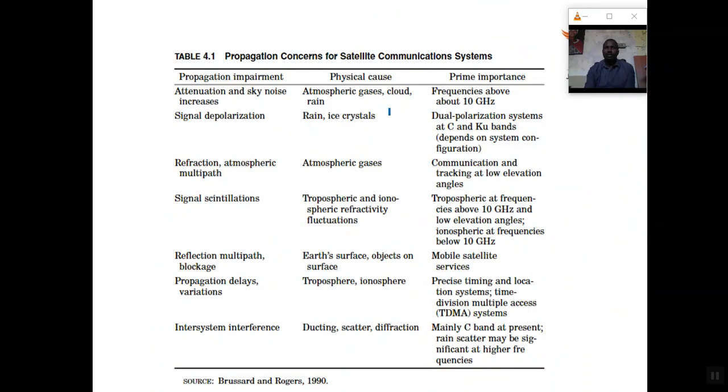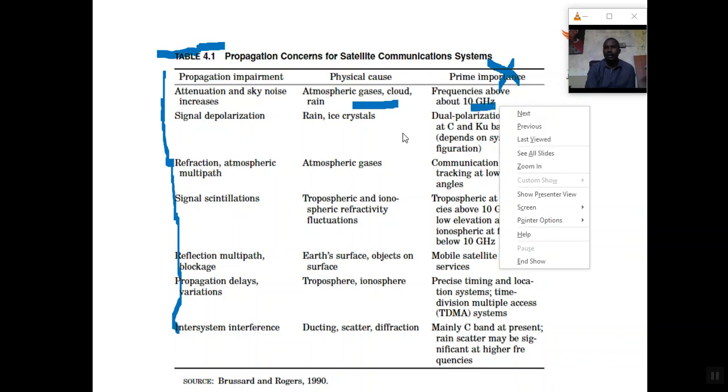Now, to sum up the propagation impairment, we've got this table 4.1. Here is a kind of impairment which you must be able to remember, and what it is associated with, and the cause, and they say importance, not necessarily important here. It's about the effect. Now, attenuation sky noise is due to atmospheric gases. It has an impact on frequencies above 10 gigahertz.